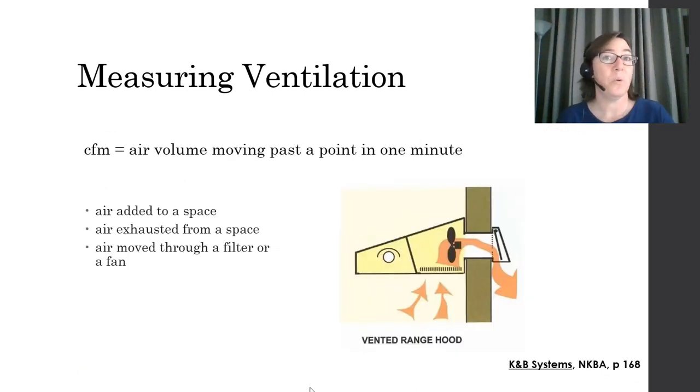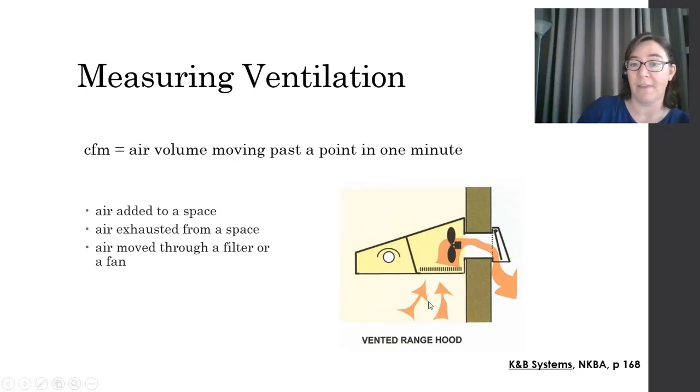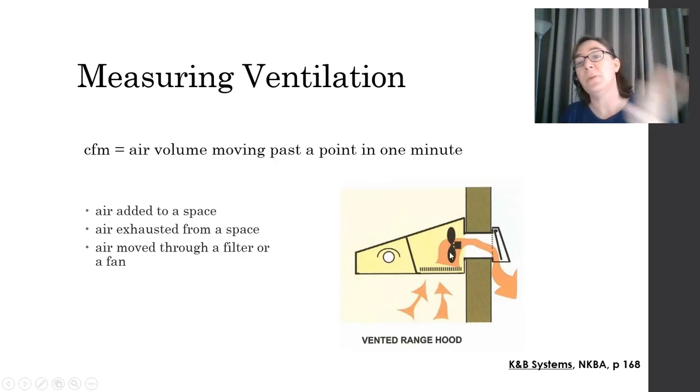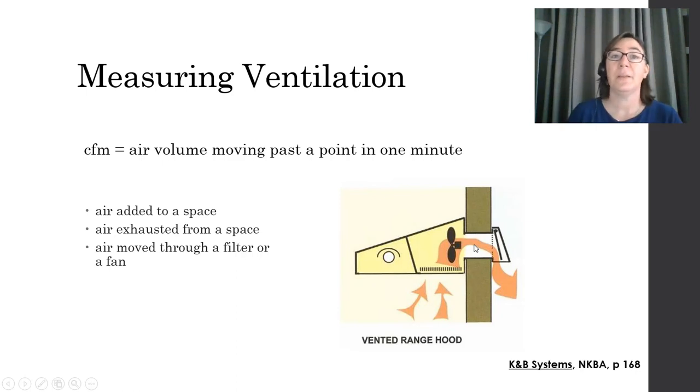Moving to CFM, or cubic feet per minute, this is conceptually a measurement of the air volume moving past a single point within 1 minute. The air volume moving past a point, you could think of it as air that's being added to a space, or maybe air that's being exhausted from a space, or even air that's being moved through a filter or a specific fan. For example, in this illustration, we've got a vented range hood, and the air is moving through this fan at a particular CFM.